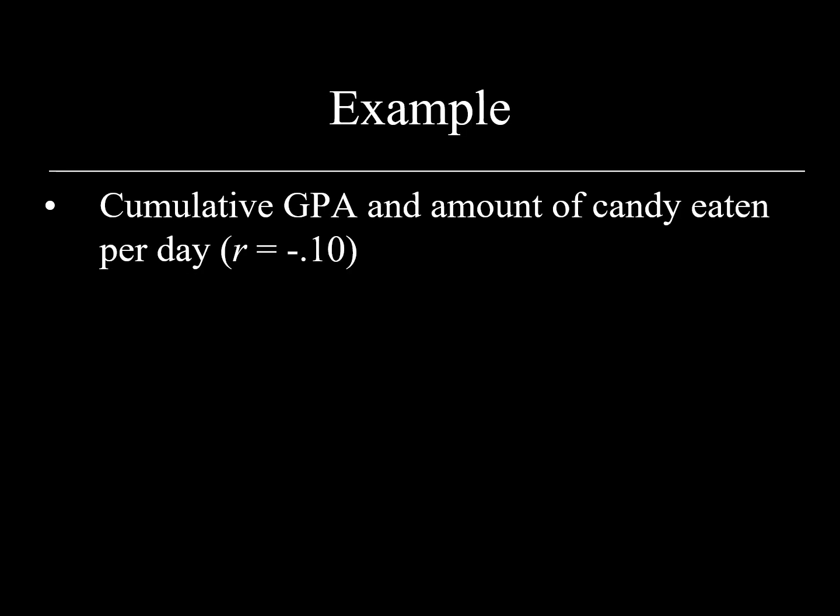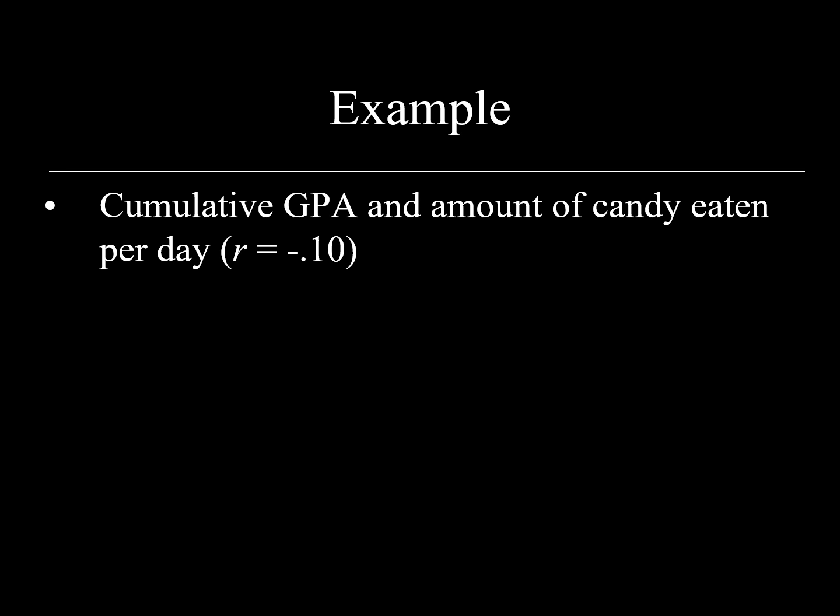Let's go through a quick example. We're looking at cumulative GPA and the amount of candy eaten per day. We find a relationship of -0.10, which means as your GPA goes up, the amount of candy eaten per day goes down, but it's a pretty small relationship. Again, remember, R varies from +1.0 to -1.0, and this is -0.1, which gives you an idea.